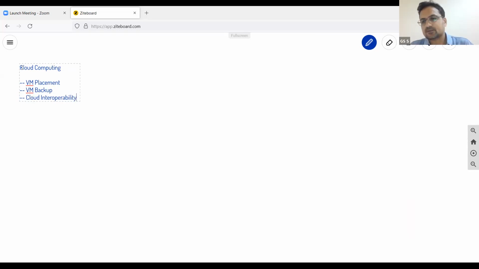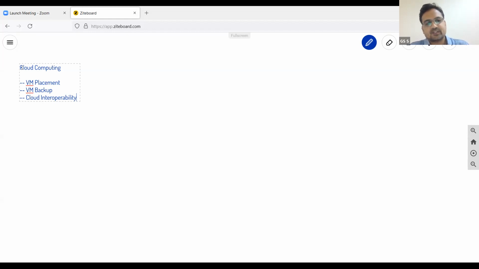I'm going to talk about these three topics today, equally giving time to each one of them. I started the first thread in the last meetings, the second half, known as VM placement. We'll also talk about how VM backup can be done. And then let us start talking about cloud interoperability.